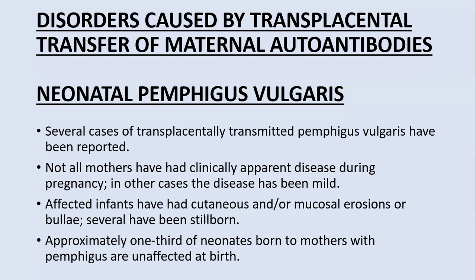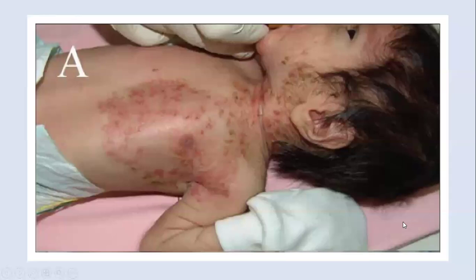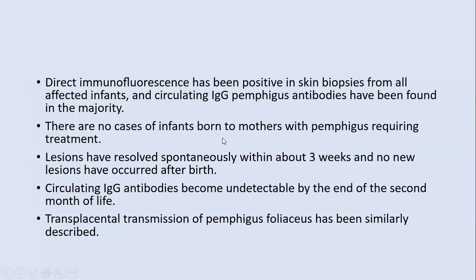Approximately one-third of the neonates born to mothers with pemphigus vulgaris are unaffected by the disease. So, two-thirds of the babies are affected. This is a clinical presentation of pemphigus vulgaris in a neonate. DIF is positive in all skin biopsies from the affected infants. Circulating IgG pemphigus autoantibodies are also detected in the majority.